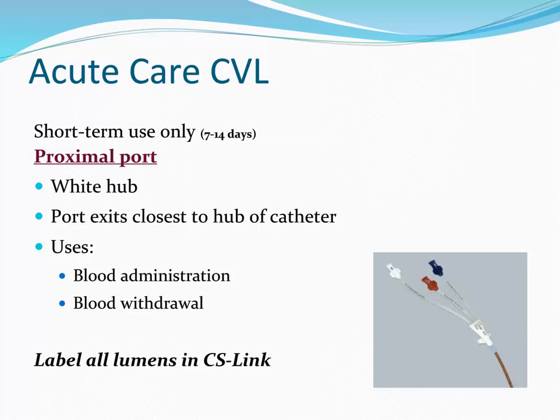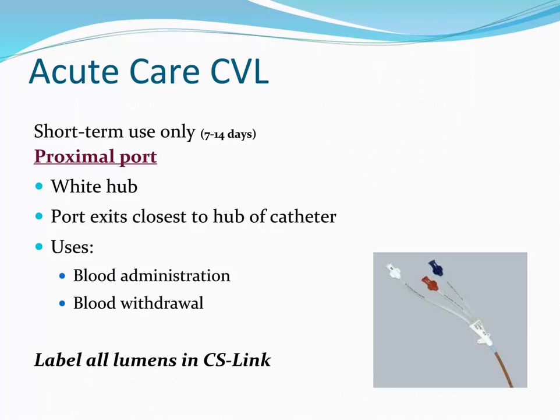Let's take a closer look at the catheter we utilize most frequently, the multi-lumen CVL. Remember, this is a non-tunneled, acute care catheter that is generally in place anywhere between 7 to 14 days. The triple lumen catheter has 3 access lines. The white hub is the proximal port.